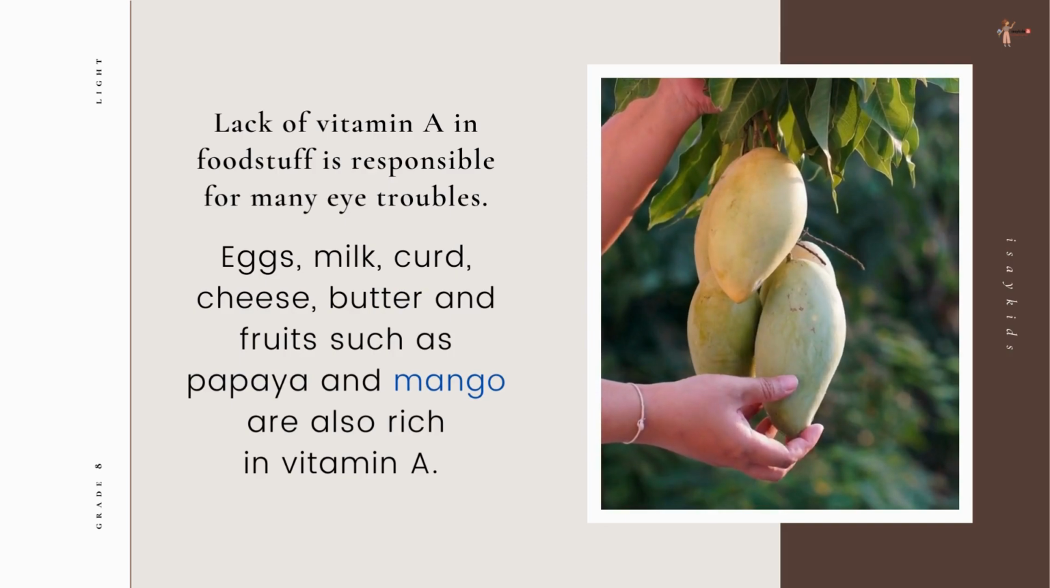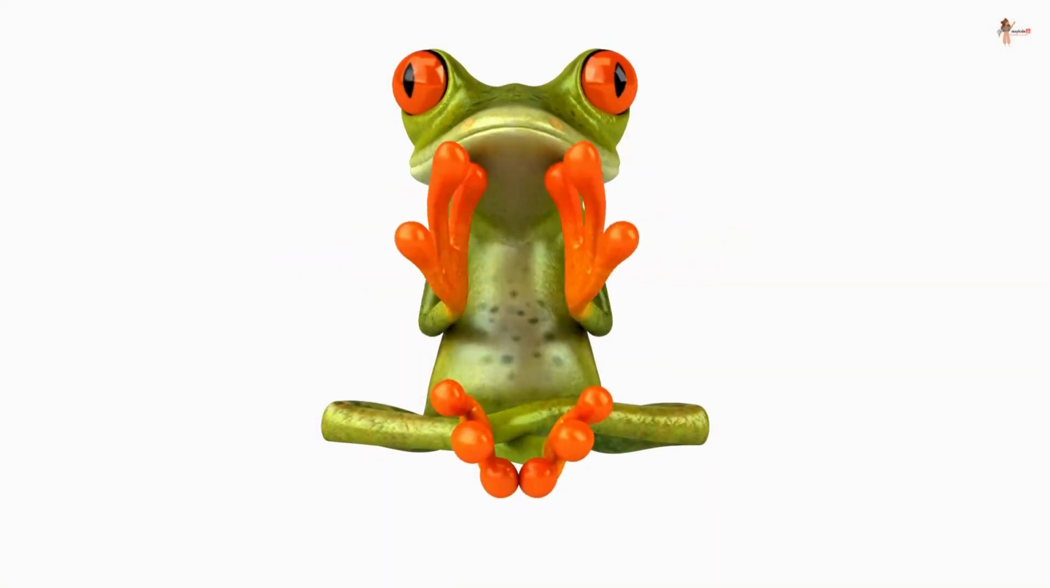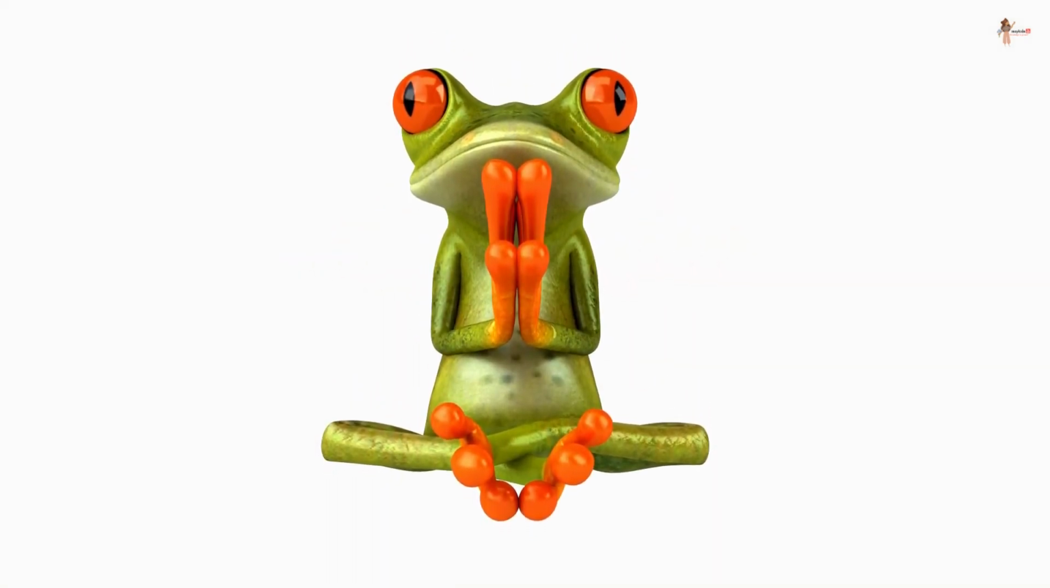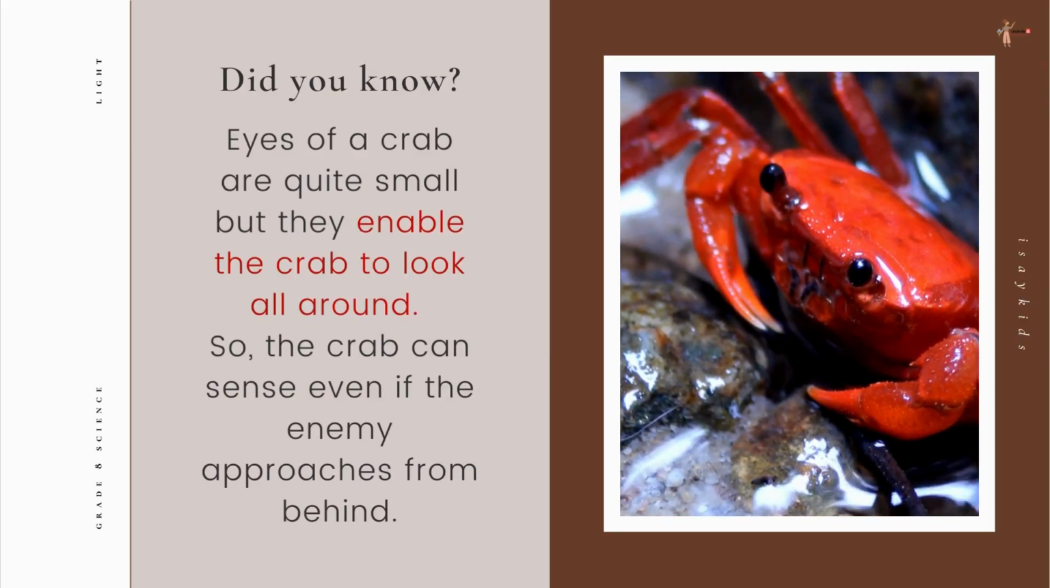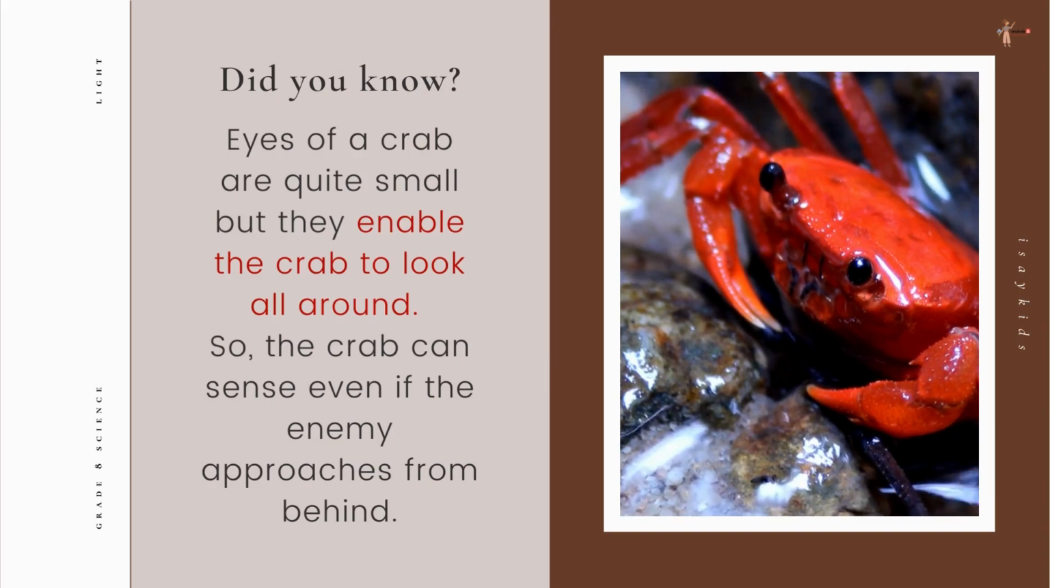Now, let me tell you an interesting fact. Animals have eyes shaped in different ways. Eyes of a crab are quite small, but they enable the crab to look all around. So the crab can sense even if the enemy approaches from behind.